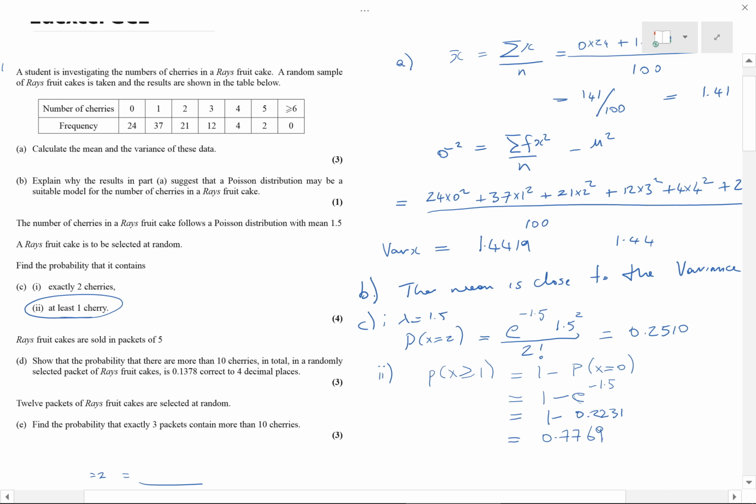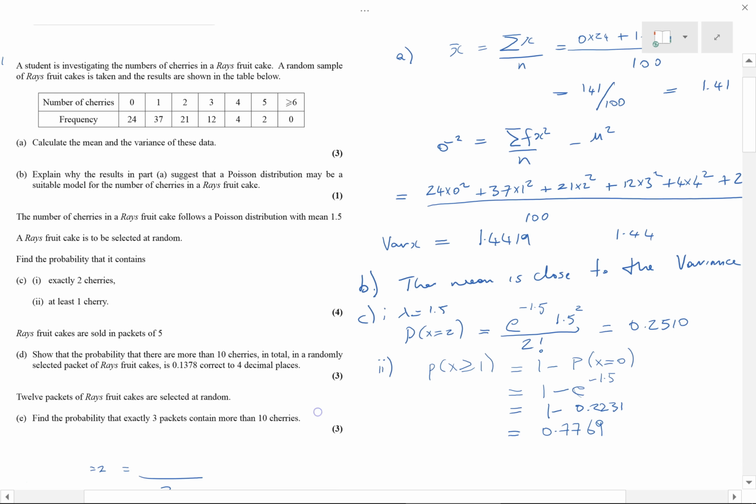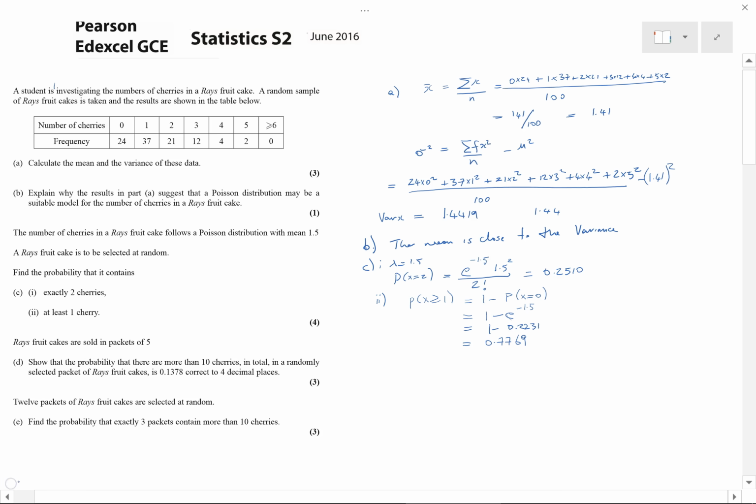Okay, so that's part C done. Right, now we've got some variations on that stuff. Okay, so it says here, it talks about 5 packets of these fruitcakes, and in one of them the mean is 1.5.